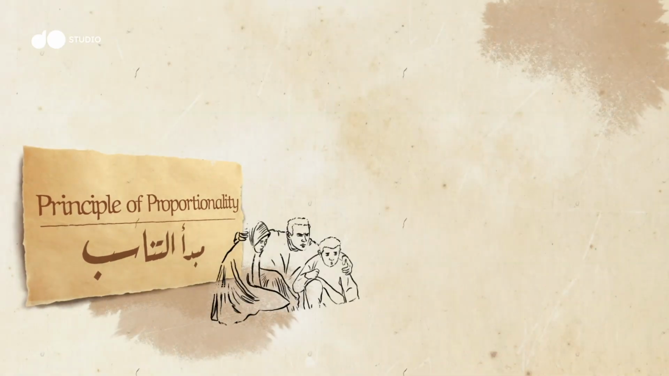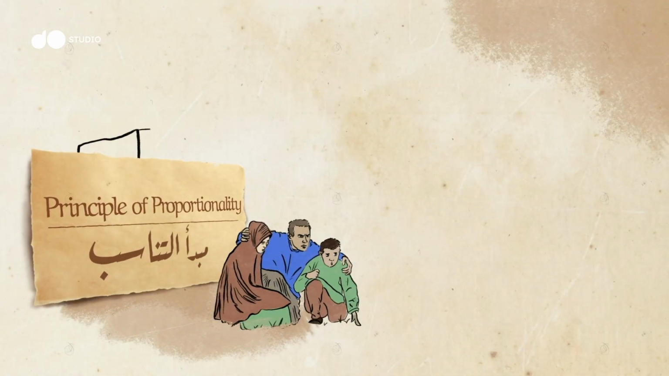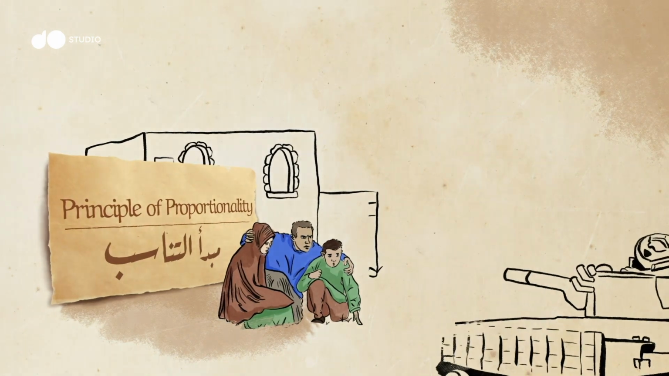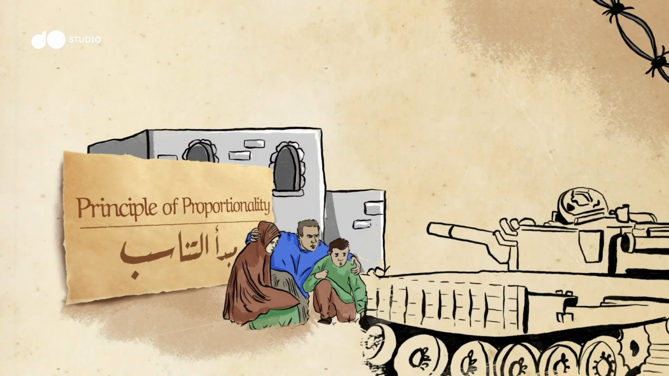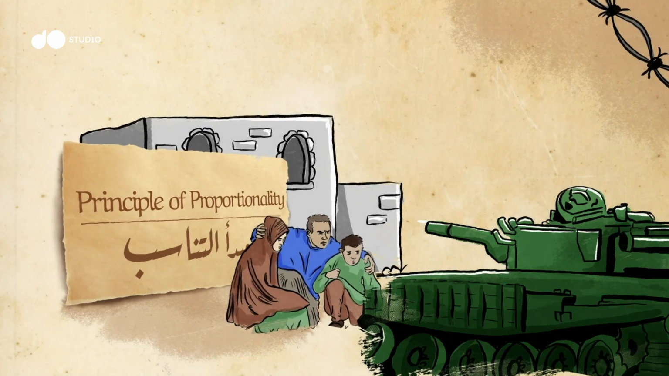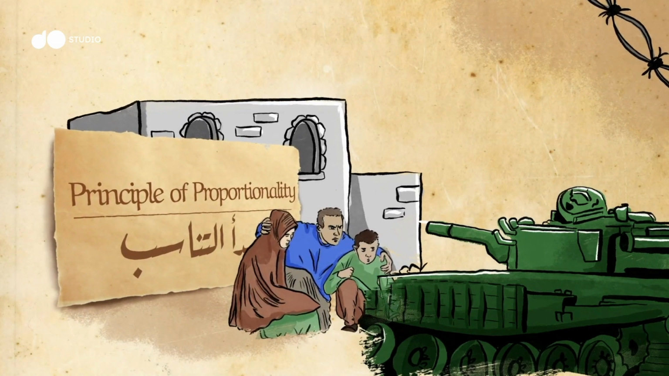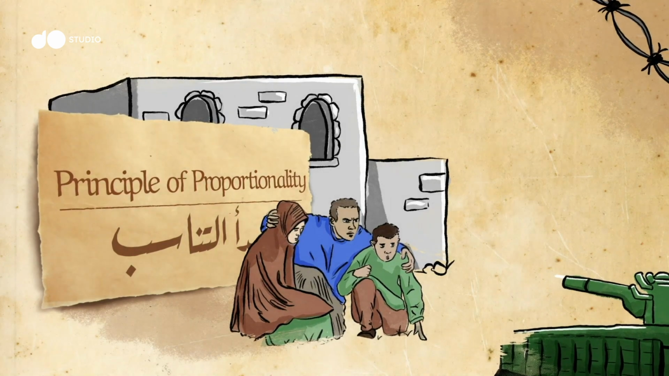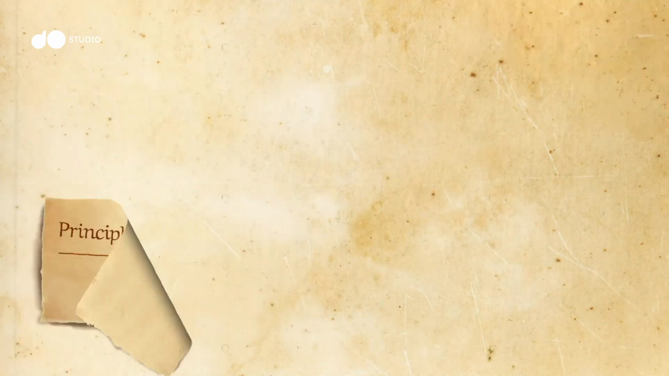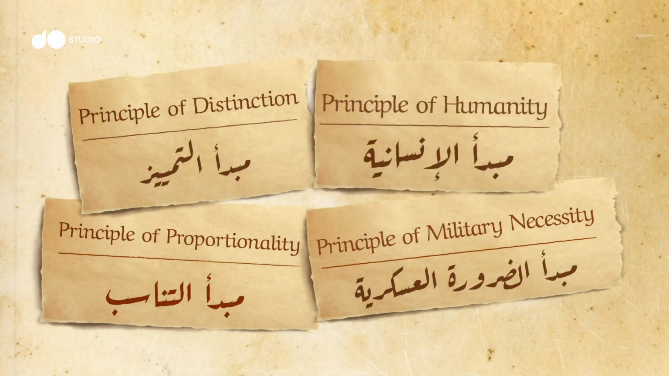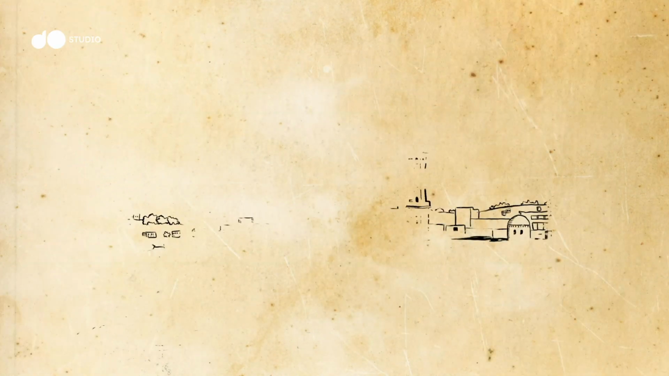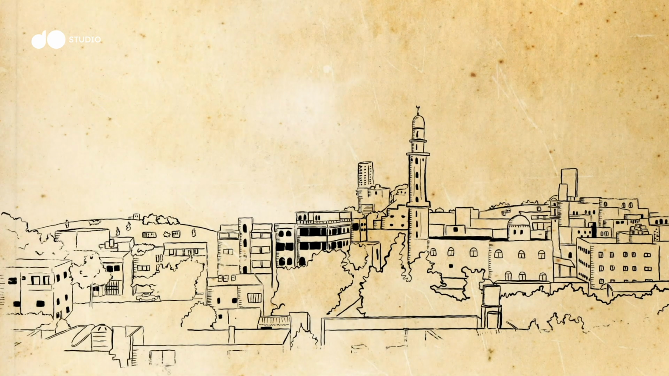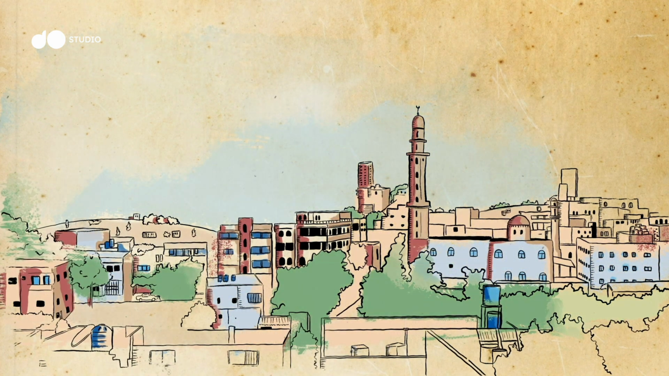The fourth is the principle of proportionality, meaning that parties to a conflict must refrain from launching attacks at legitimate military targets if the attack is expected to cause excessive losses, such as deaths and injuries of civilians, and damages to their properties. These principles are essential during the conduct of hostilities. In the context of belligerent occupation, the provisions are even more nuanced.